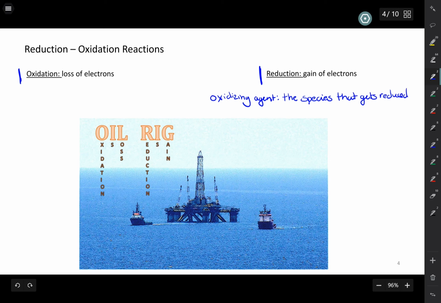And then likewise, we have a reducing agent. This is the species that is reducing the other thing. Therefore, it's the species that gets oxidized in the reaction.